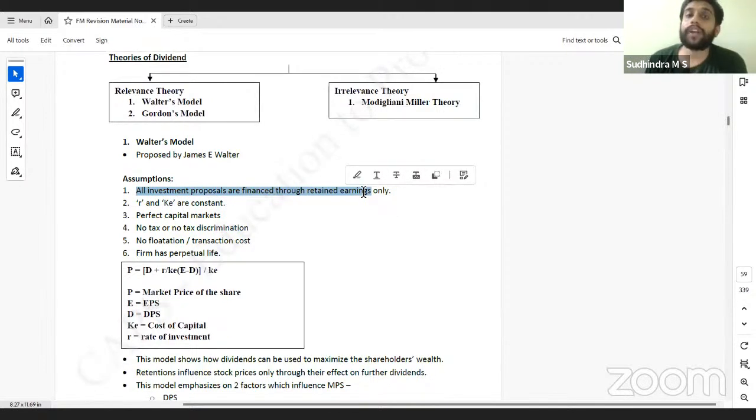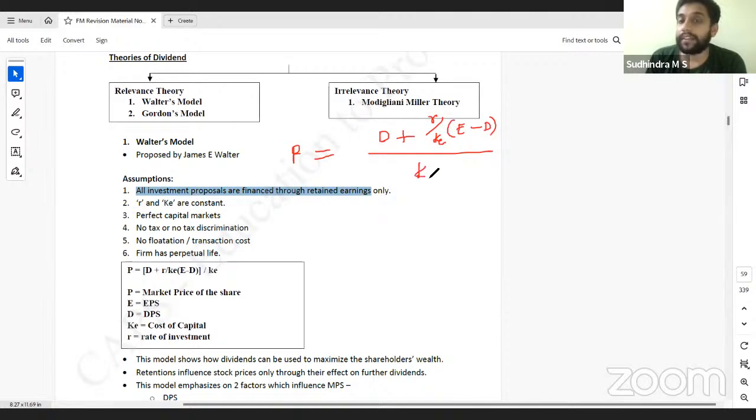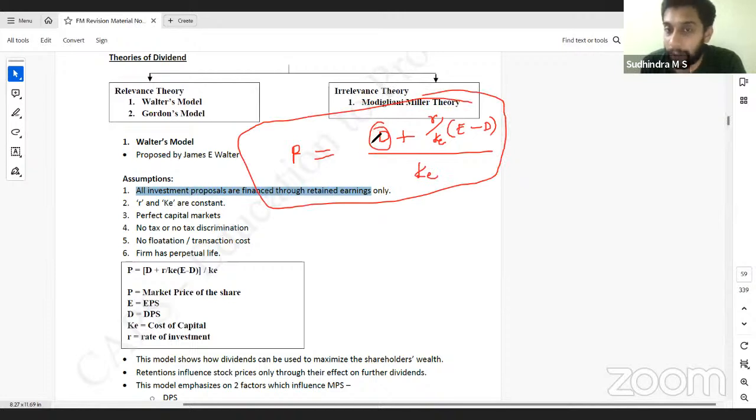What is the formula to calculate share price? Share price P is equal to D plus R divided by KE into E minus D, whole divided by KE. This is the formula for Walter's model, where D is DPS, R is rate of return, KE is shareholders' expectation, E is EPS. Since weightage is given to E minus D, what is E minus D? Retained earnings. EPS minus DPS is retained earnings. Weightage is given to retained earnings.